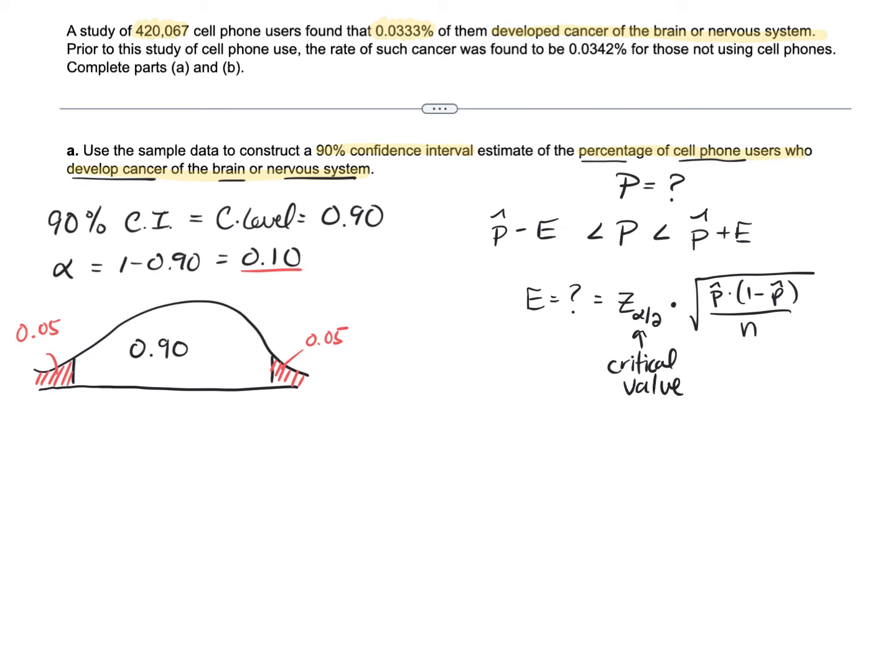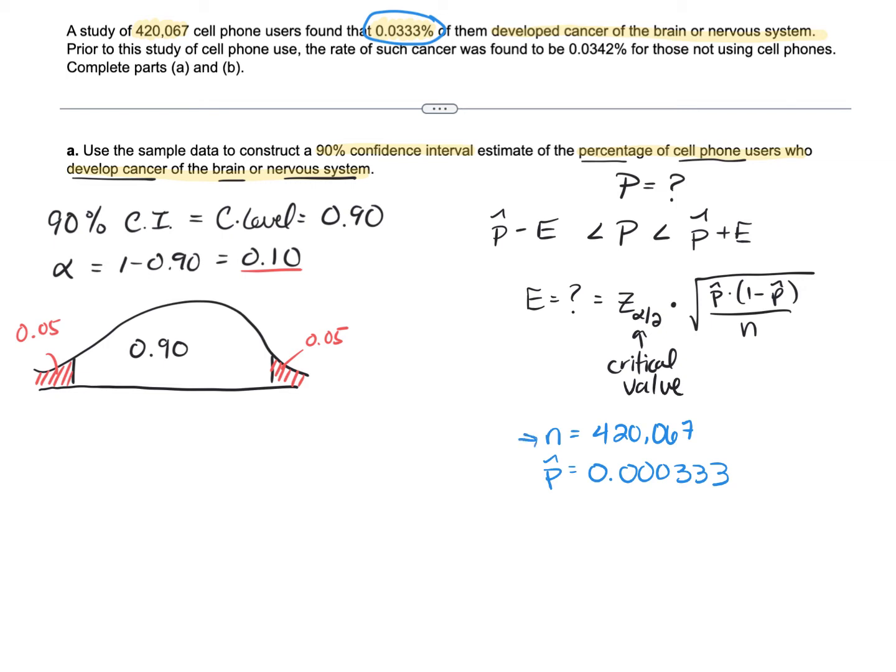Okay, so in blue, we have our sample size. N is 420,067. And then p hat in the problem is given to us as a percent. But if I'm using formulas or the calculator function, you always want to convert this percent to its equivalent decimal. So as a decimal, that's going to be 0.000333.